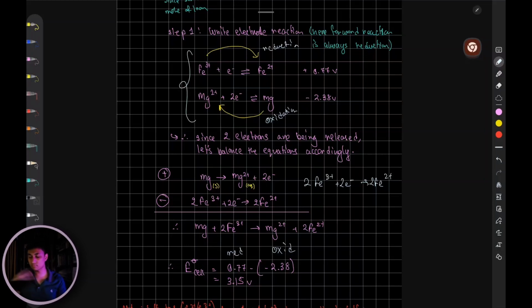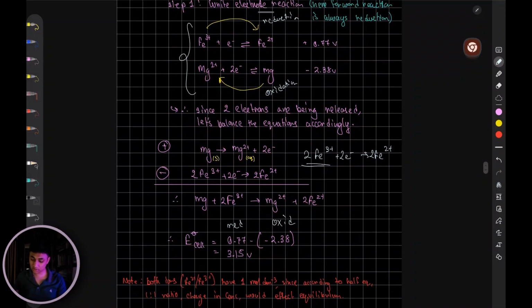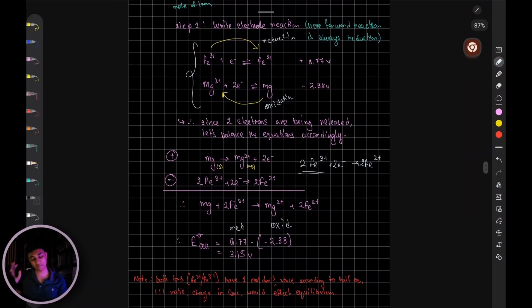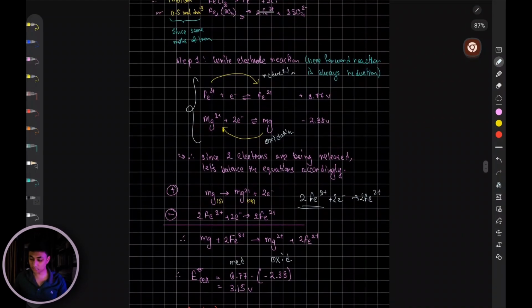So to balance it, multiply with 2. However, this is not going to affect your E cell value. So never, I have made this mistake, so saying from experience, never use the molar ratio when calculating your E cell value. Your E cell value is going to stay the same irrespective of what the molar ratio or what the moles of your ions are. That is not going to affect your E cell value.